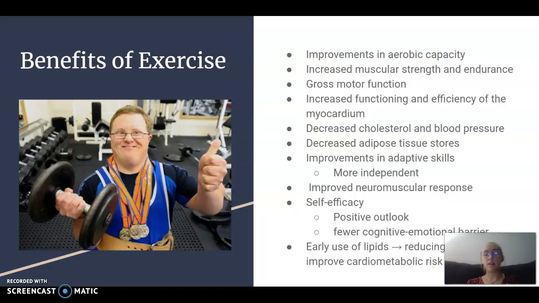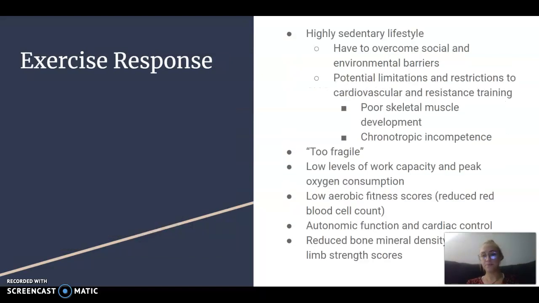I like to think of self-efficacy as a big one that includes a lot of different benefits. With self-efficacy come improvements in adaptive skills, so the person becomes more independent, can do things on their own, and is more motivated to keep going, to be better. Just like anybody without Down syndrome, you want to be better, set goals, and reach those goals. It increases their positive outlook on life, which in turn gives fewer cognitive and emotional barriers, which is super important.